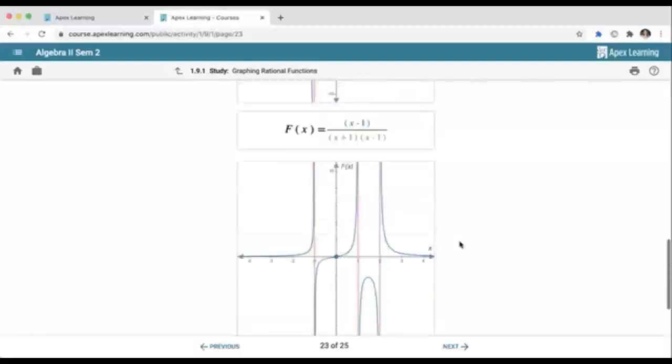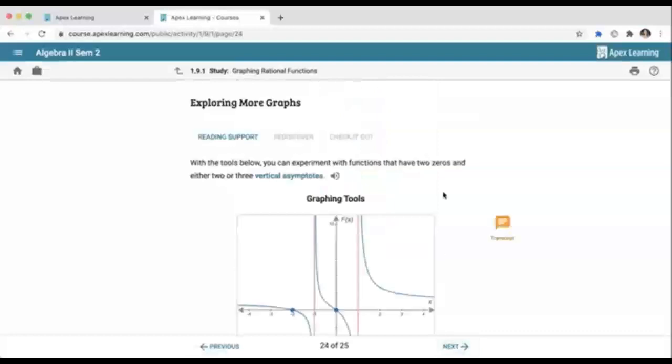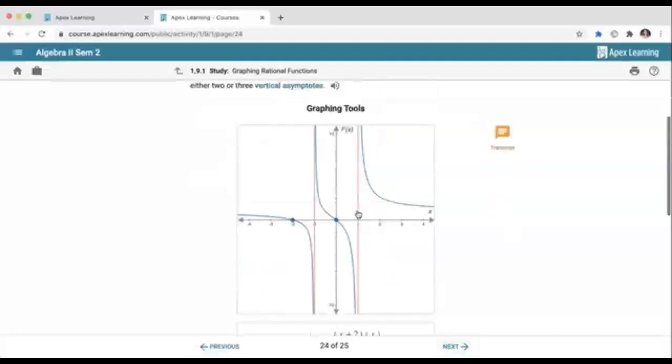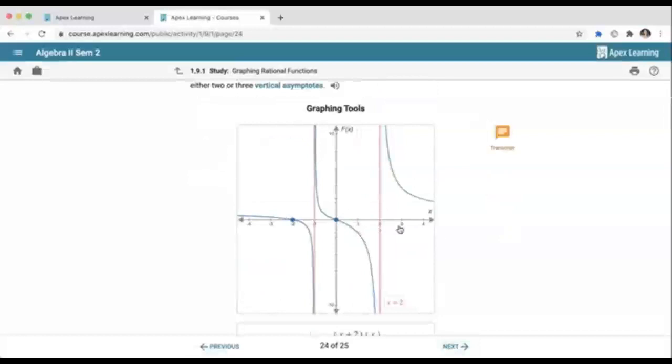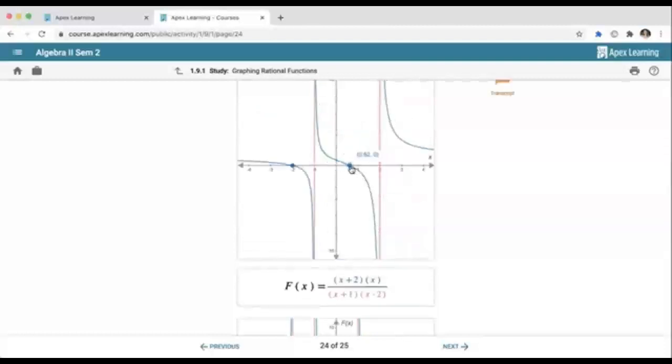Same thing with the rest of them here. So again, you can play around with moving the asymptotes, and we know that that changes the bottom. We can play around with moving where it crosses the x-axis, or the zeros, and we know that that changes the top values.